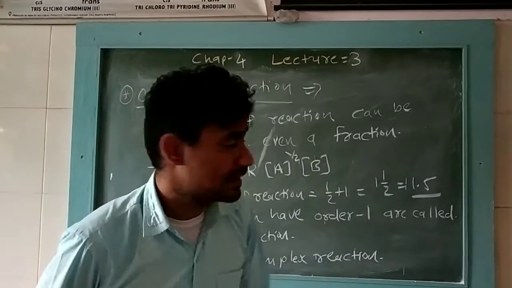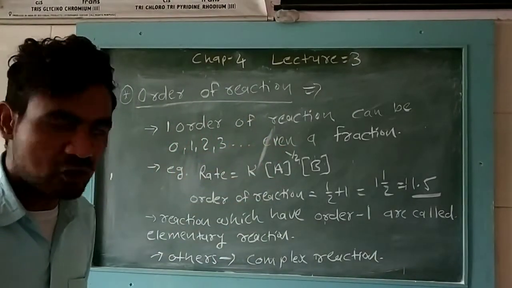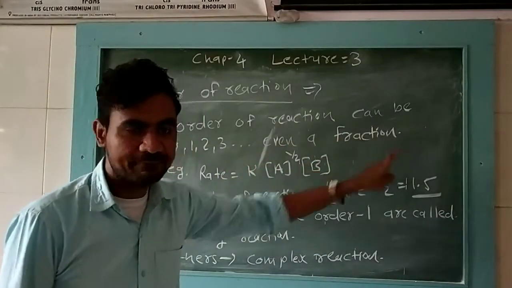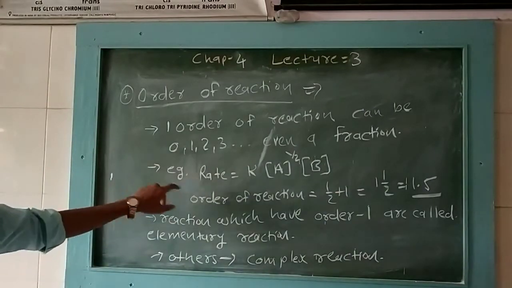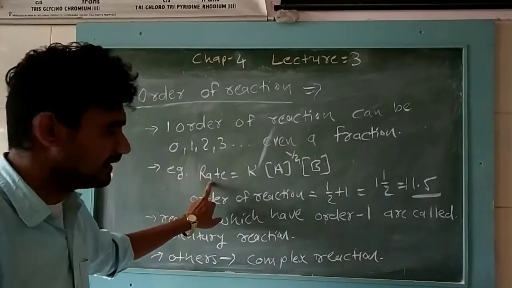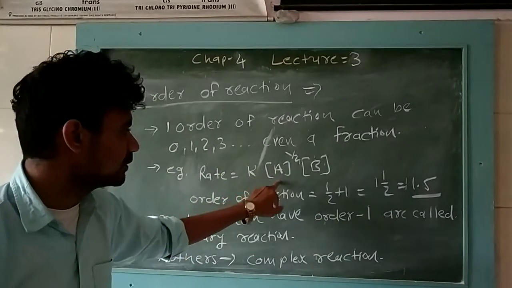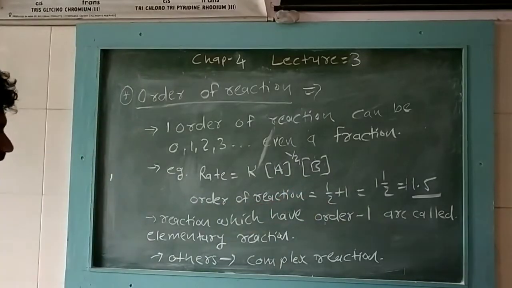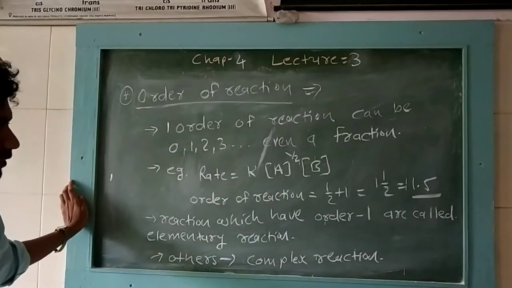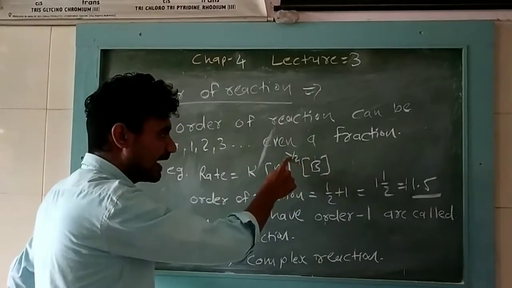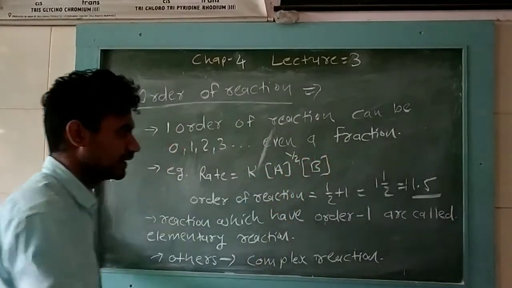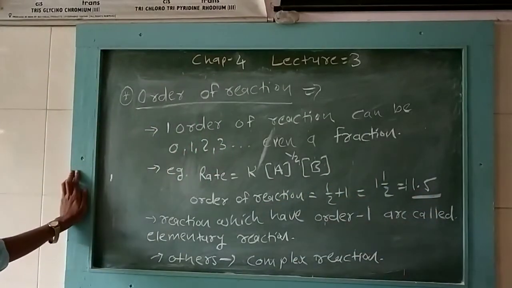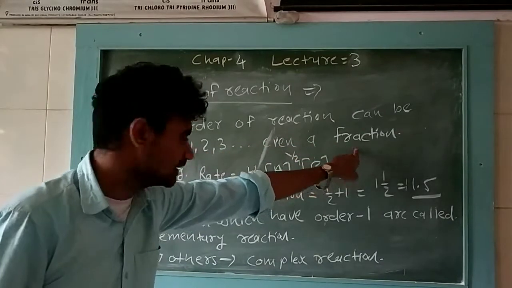Now the next point is that the order of reaction can be 0, 1, 2, 3, etc., or even a fraction. You can see the example. Suppose I have a reaction for which the rate of reaction is equal to K into concentration of A raised to 1 by 2 into concentration of B. Now the order of reaction is equal to 1 by 2 plus 1, X plus Y. So 1 by 2 plus 1 gives 1 and a half, that is 1.5. So here the order of reaction is a fraction.